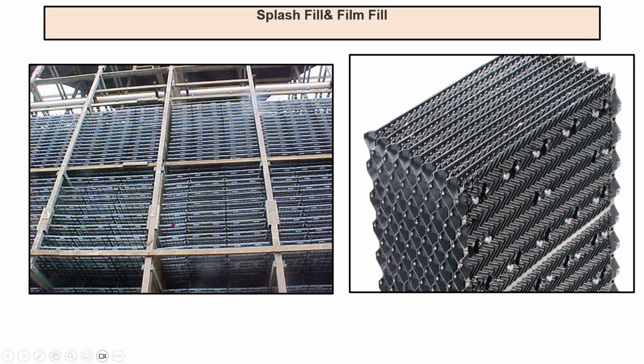Then you see, this is the splash type fill. This is the horizontal bar. When water falls on the splash bar, it breaks into small pieces, so the air contact will be more. And here it is the film type. You see different configurations. It is a honeycomb type. Here the area will be so much. The corrugated sheets are there, so the area of contact will be more than this one. It is compact, and heat transfer will be more in film fill.